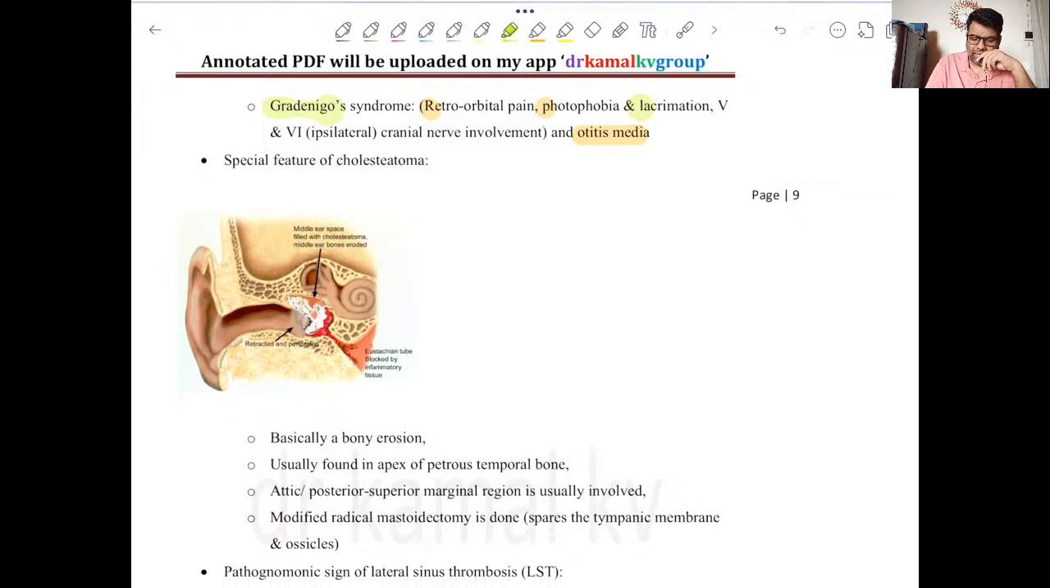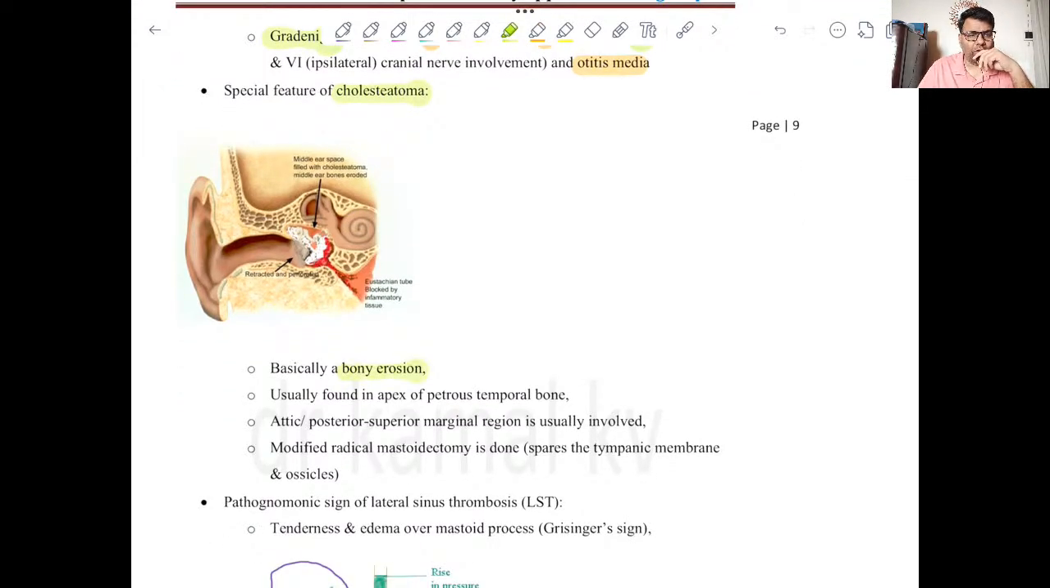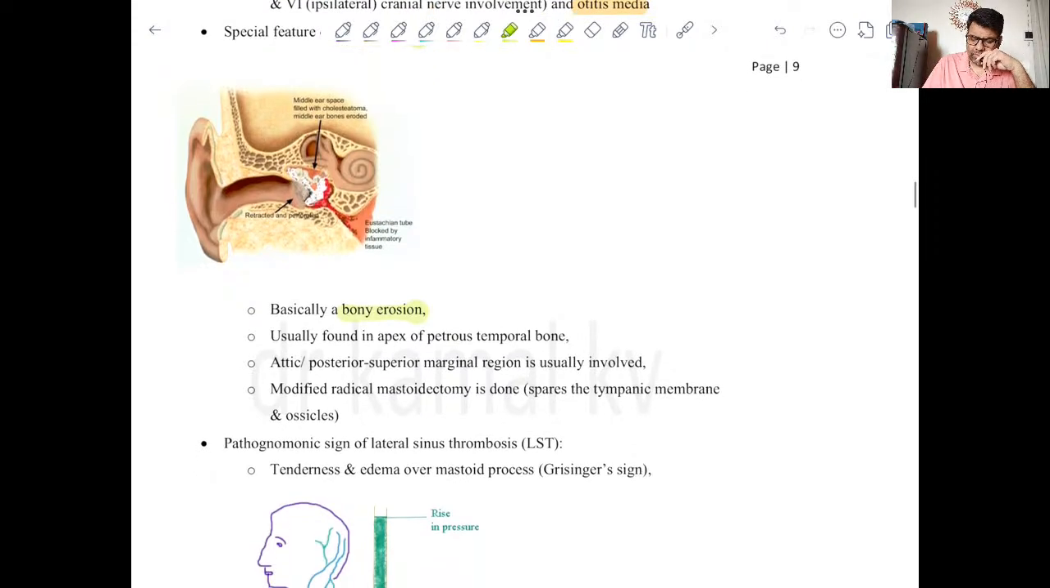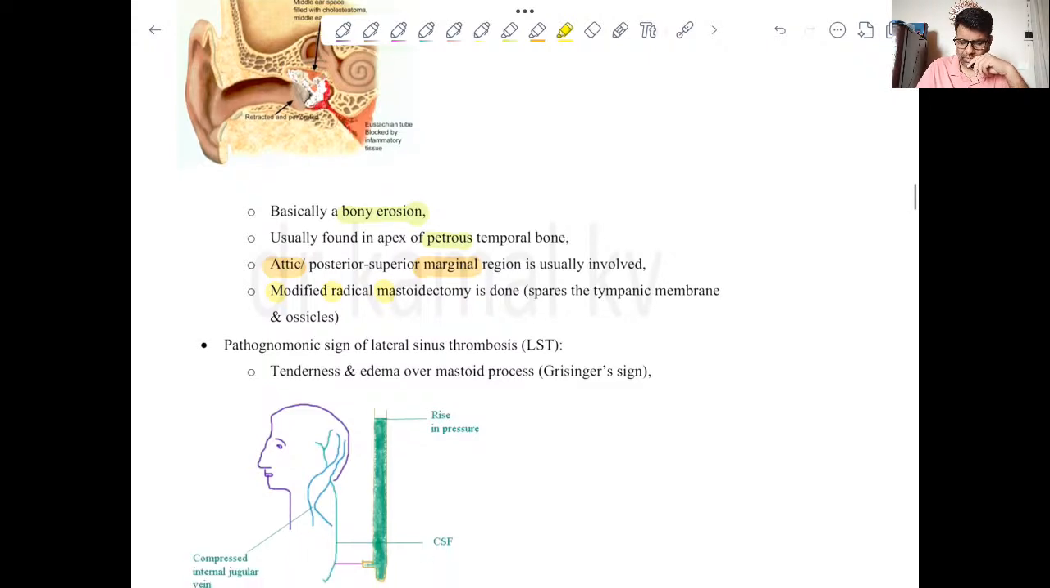And as we said, unsafe is associated with cholesteatoma. It has a tendency to involve the temporal bone, especially the petrous temporal, and the type of perforation is of course the attic or the marginal type of perforation. And treatment wise, we need to do MRM, that is mastoid radical mastoidectomy.